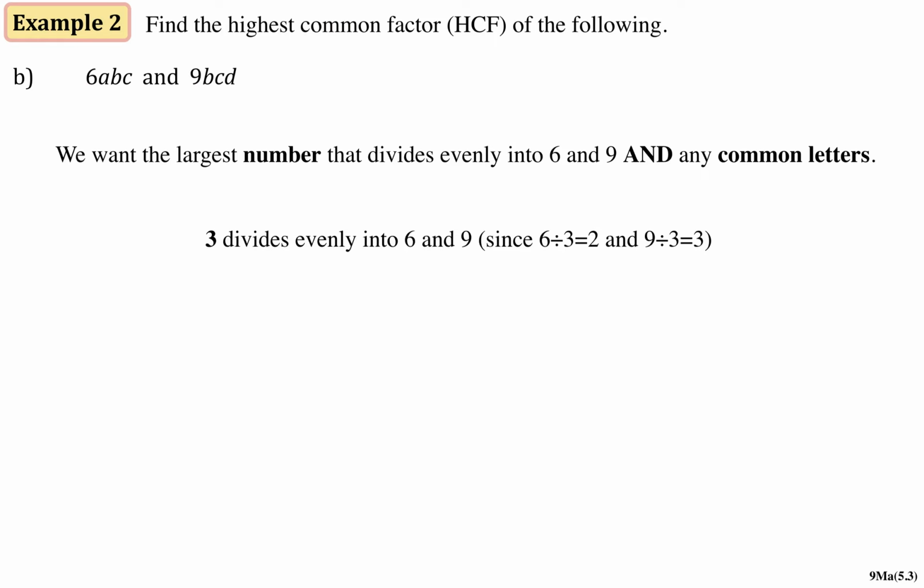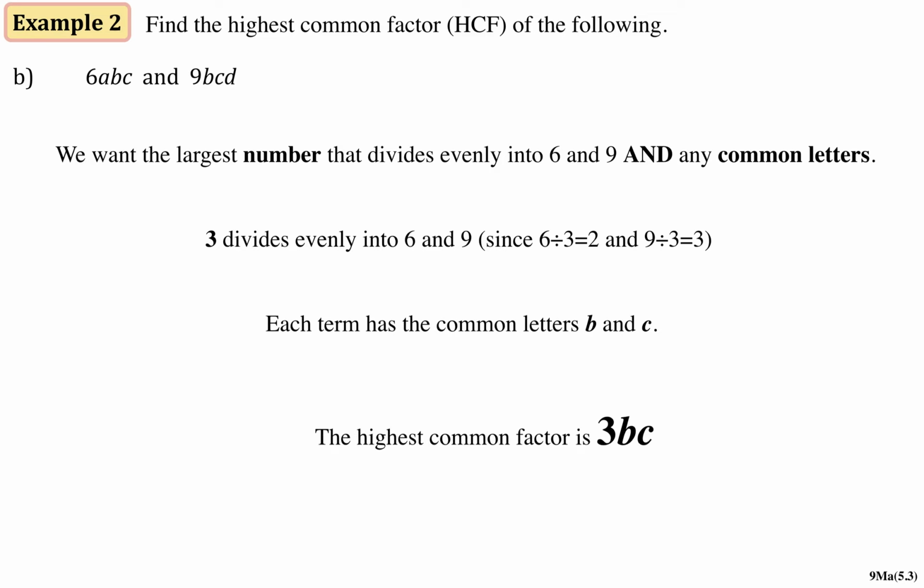However, now let's look at the algebra parts. You've got ABC, you've got BCD. What letter is common to each algebra term? Well, both terms here have B's, and both terms have C's. So B and C is common. So the 3 is the highest common factor, and the B and the C, which means 3BC is the highest common factor of 6ABC and 9BCD.